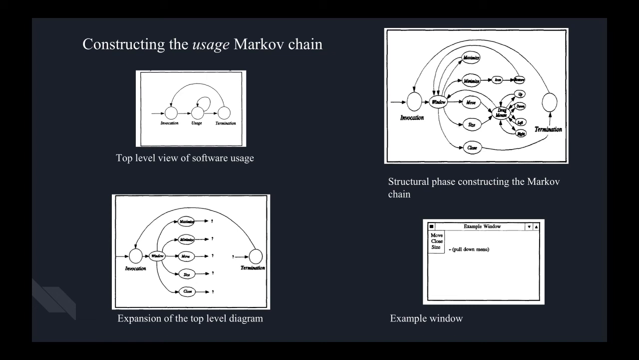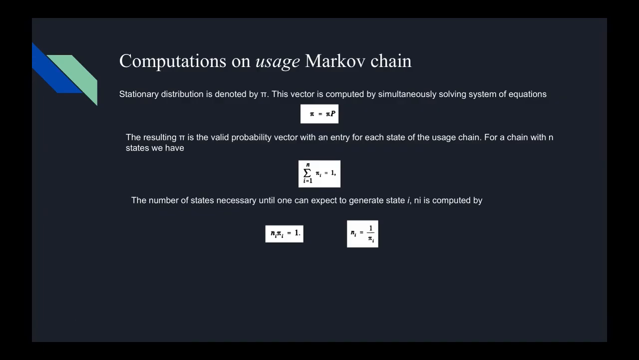Let us see the statistical phase. Based upon the test usage and frequency, the transitional probabilities are assigned, and it is done in three different ways. First is the uninformed approach, second is the informed approach, and third is the intended approach. The computations on usage Markov chain.